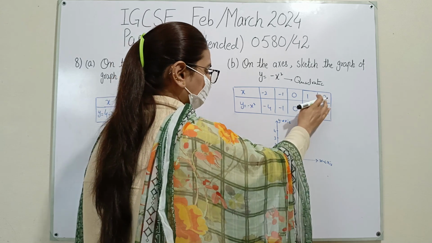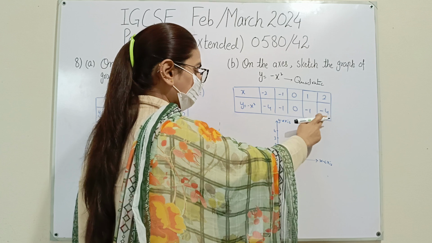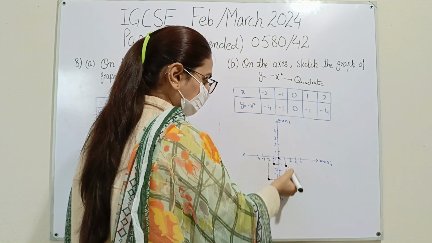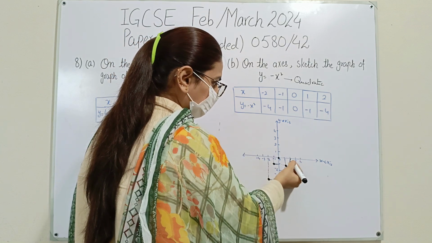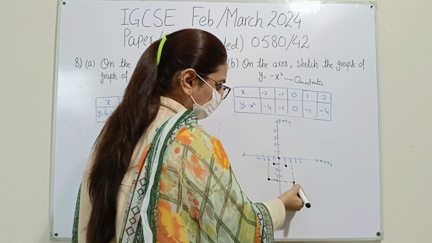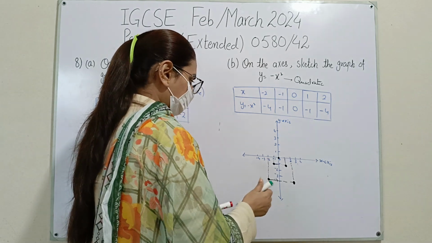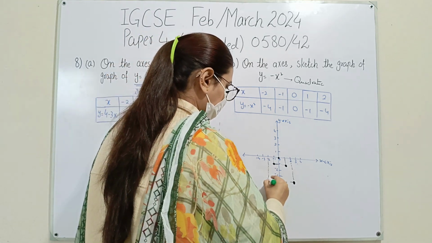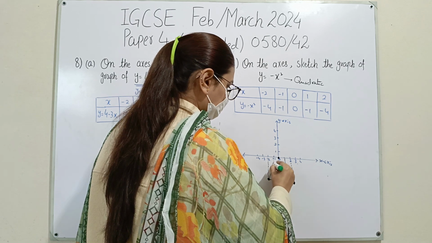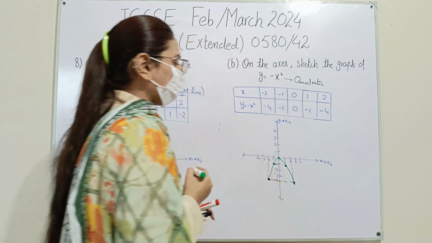In the same sense, for taking the value of x as 2, you will have the value of y as minus 4. This is the value of x. Take the value of y from here. So match these two in order to get your required point. By matching them all, you will get the graph of this quadratic expression.